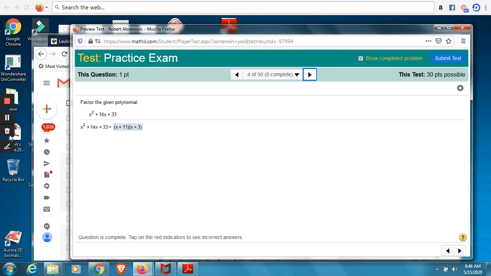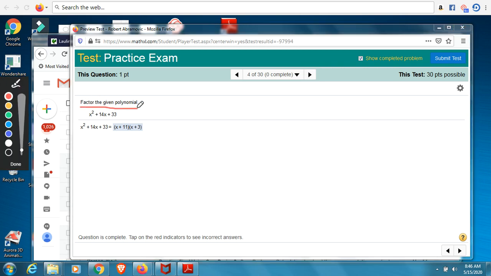Okay. Next question, and this one asks you to use the graph functions and derivative functions to find the critical numbers. So this is asking you to factor the polynomial. This is just a degree 2 polynomial or quadratic function, x squared plus 14x plus 33. It's the same as x plus 11 times x plus 3.